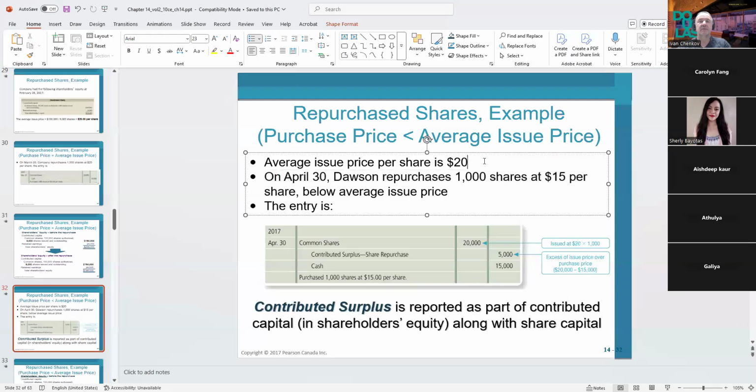Again, the average price we already established is $20. This company is repurchasing 1,000 shares for $15. So basically, we're purchasing the common shares, which initially were issued at $20, 1,000 of those. We're paying $15,000 cash, and now we have a $5,000 difference, or $5 per share, which represents contributed surplus related to the common shares.